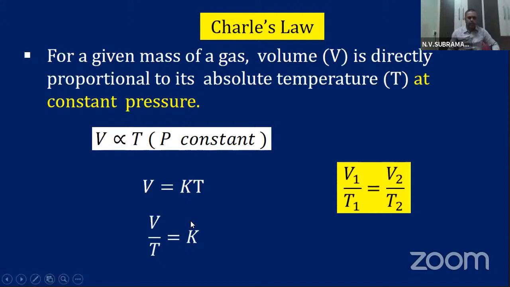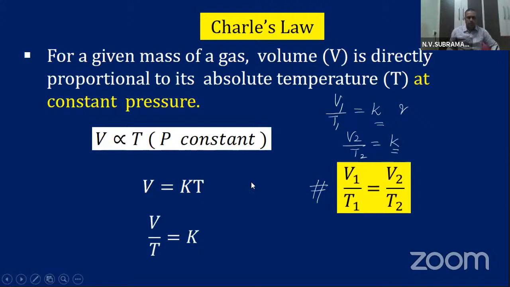If we remove proportionality, what we will get? Constant. Then V is equal to KT. Or if you bring T this side, V by T is equal to constant. So if V by T is constant, I can write V1 by T1 is equal to constant, and also V2 by T2 is equal to constant. When right hand sides are equal, I can write V1 by T1 is equal to V2 by T2. This is the formula you have to use whenever you are applying Charles law in problems. For a given mass of gas, volume is directly proportional to its absolute temperature at constant pressure.